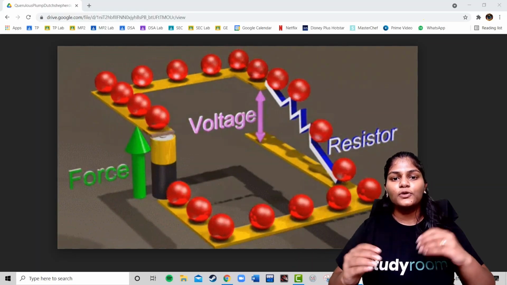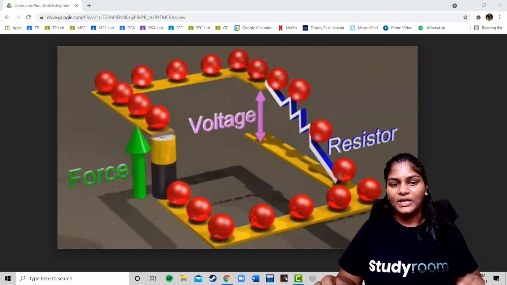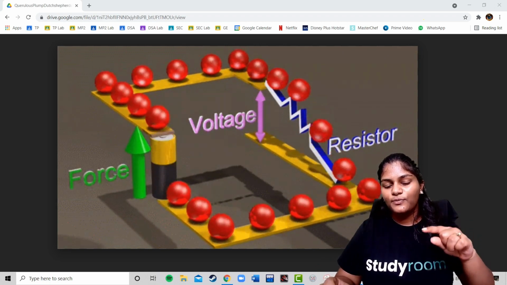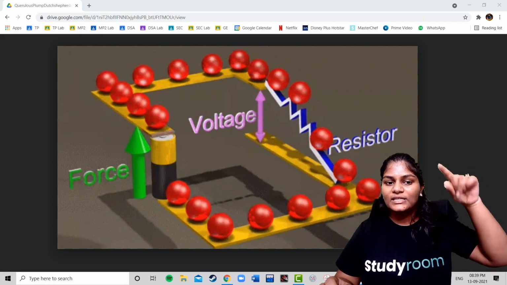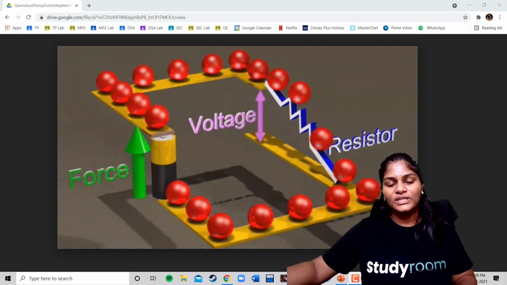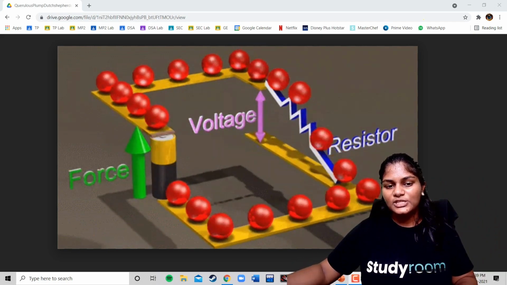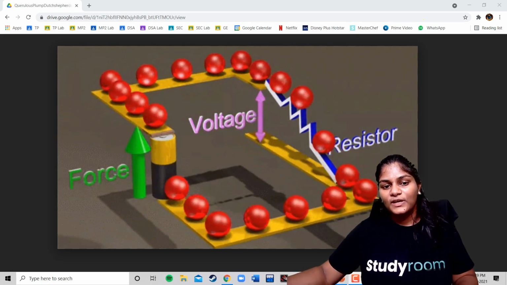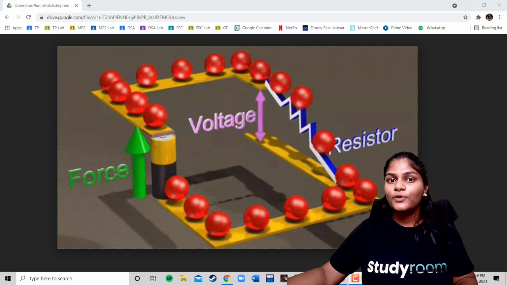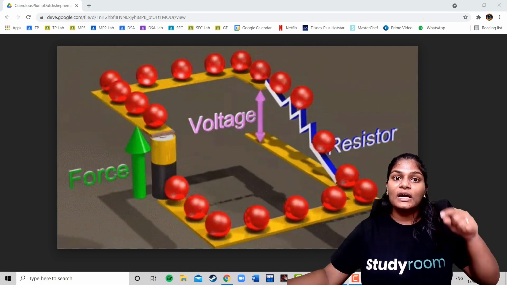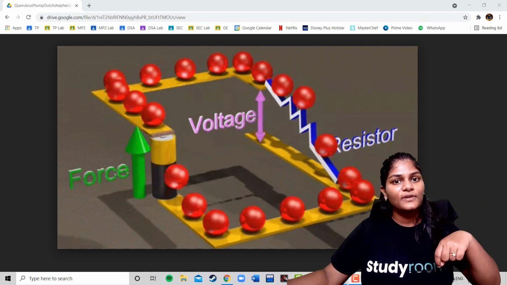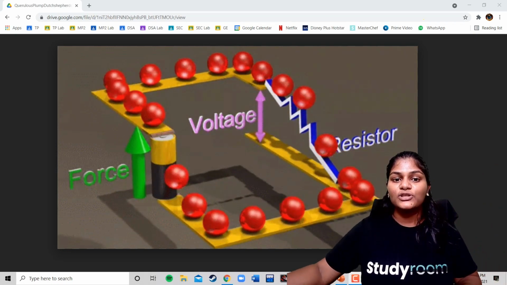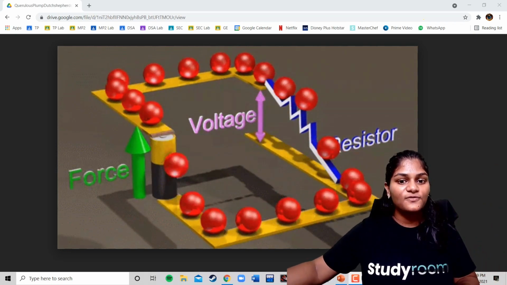So if we look at this animation, what is happening? Can you see which terminal of the battery these are going towards? If you don't know, this terminal where you see this small circle drawn is the positive terminal. So if these balls are leaving from the positive terminal, then is this representing current? Does current go from the positive to the negative? Yes, right? So this is actually representing the current that is flowing.